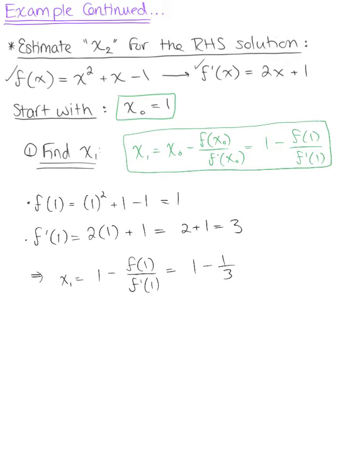Plugging everything in, we have 1 minus 1/3. And getting that common denominator again, we can think about 1 as being 1 by 1. Multiplying the numerator and denominator by 3, we end up with 3 minus 1 over 3, which gives us 2/3. So x sub 1 in this case is 2/3. And we can now use this to find x sub 2.